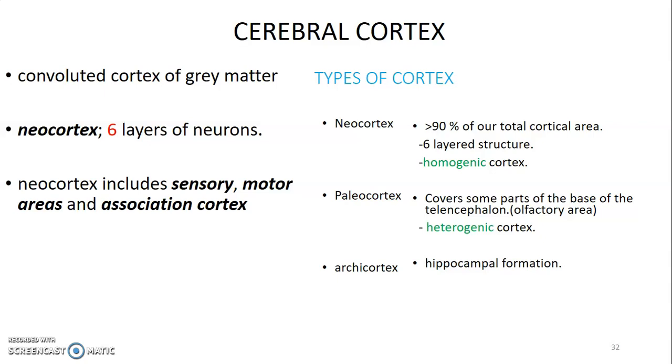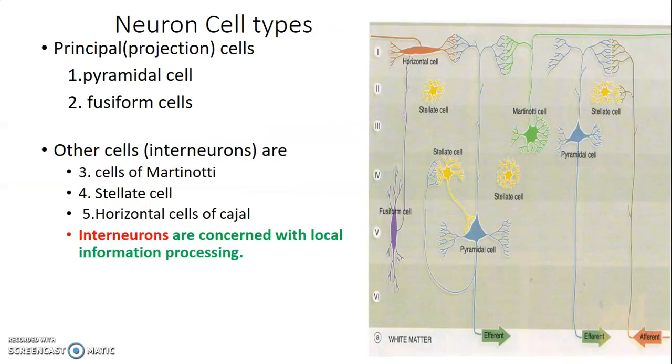So it's homogeneous. Then there's paleocortex that covers some part of the base of the telencephalon, and it's heterogeneous. This is mainly at the olfactory area. Then there's the archicortex, where you have the hippocampal formation.